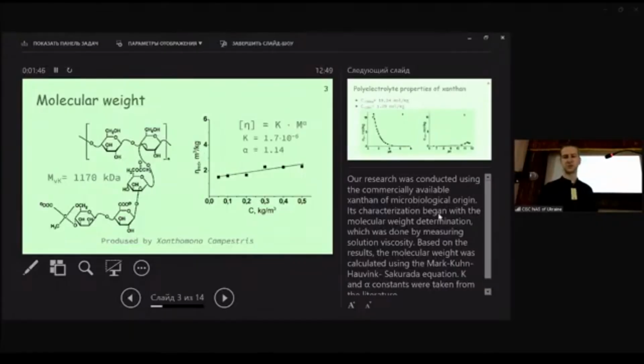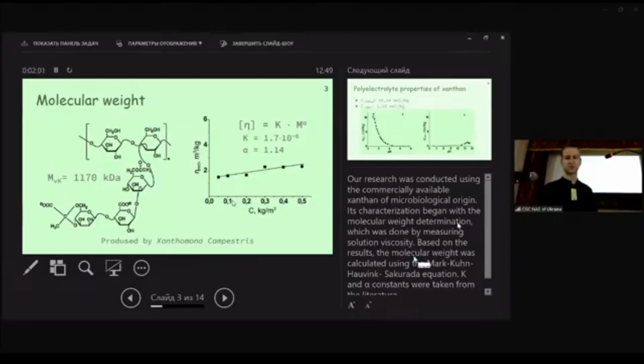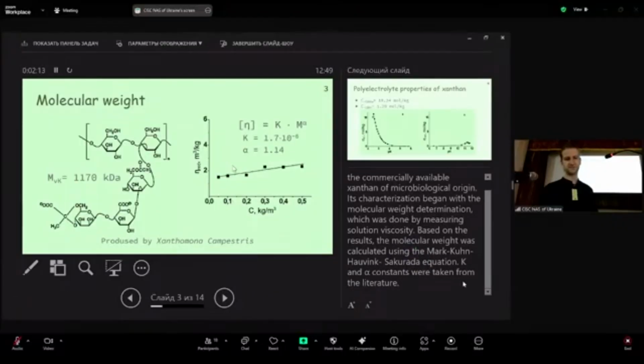Our research was conducted using the commercially available xanthan of microbiological origin. Its characterization began with the molecular weight determination, which was done by measuring solution viscosity. Based on the results, the molecular weight was calculated using the Mark-Kuhn-Houwink-Sakurada equation. K and alpha constants were taken from the literature.